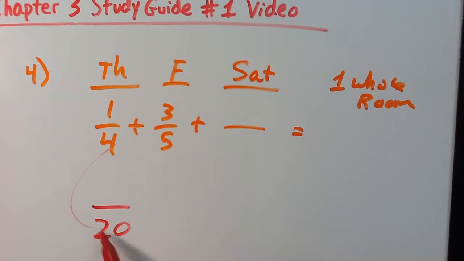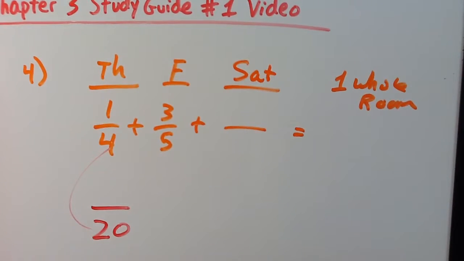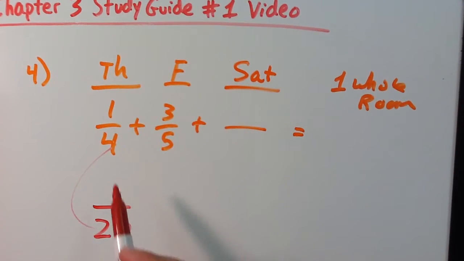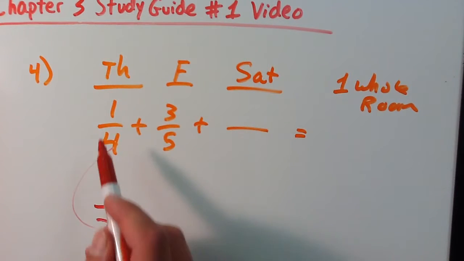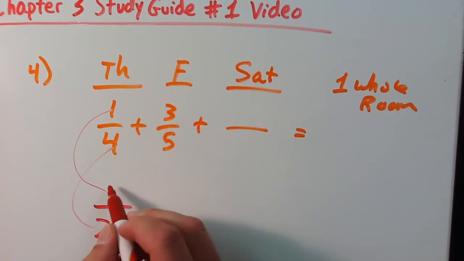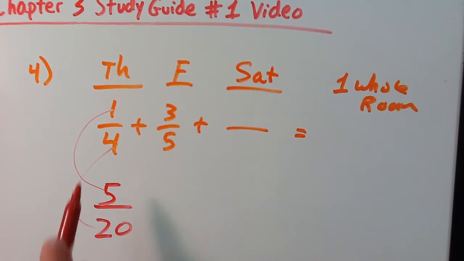How did we get from 4 to 20? What did we multiply by? Well, we multiplied by 5, right? Because 4 times 5 is 20. And so if we multiply by 5 on the bottom, or in the denominator, we must multiply by 5 in the numerator. Well, 1 times 5 is 5. So 1/4 is the same thing as 5/20.